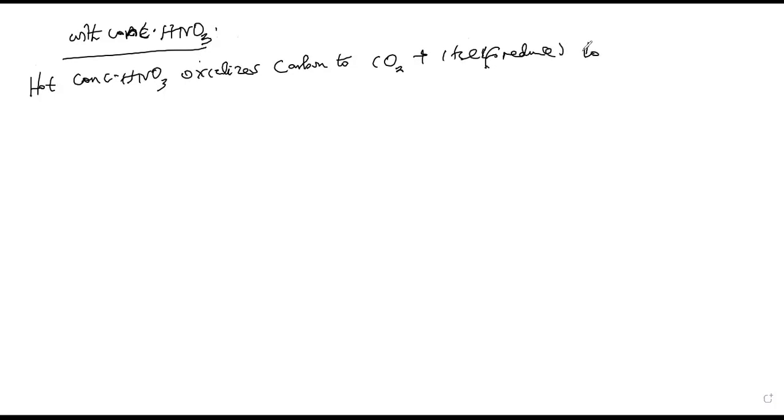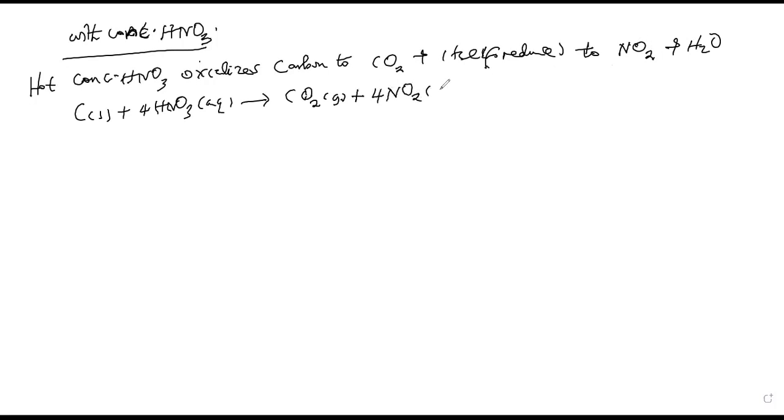reduced to nitrogen dioxide and water. I'm using formulas because of time and the work we have to cover, but make sure you use words. So the equation: we have carbon plus nitric acid, hot conc nitric acid. We say that it oxidizes carbon to carbon dioxide, and itself gets reduced to nitrogen dioxide and water.